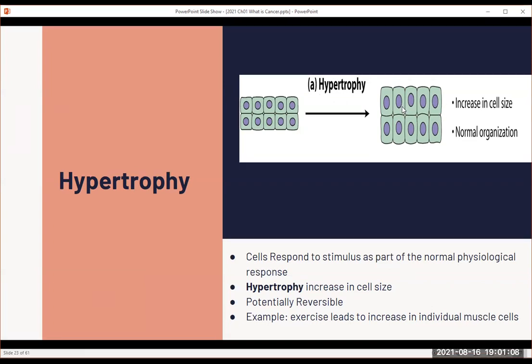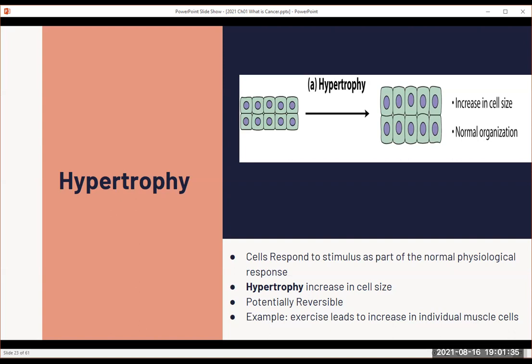So if we were to observe that, we would call this hypertrophy. So we have not an increase in cell number. We still have the same number of cells. All the cells are organized in the same way. They're not acting funky or anything. The only thing we see is an increase in cell size. So this could be reversible. It could increase and then decrease again. There are certainly cases where they increase in cell size and then they don't change back.